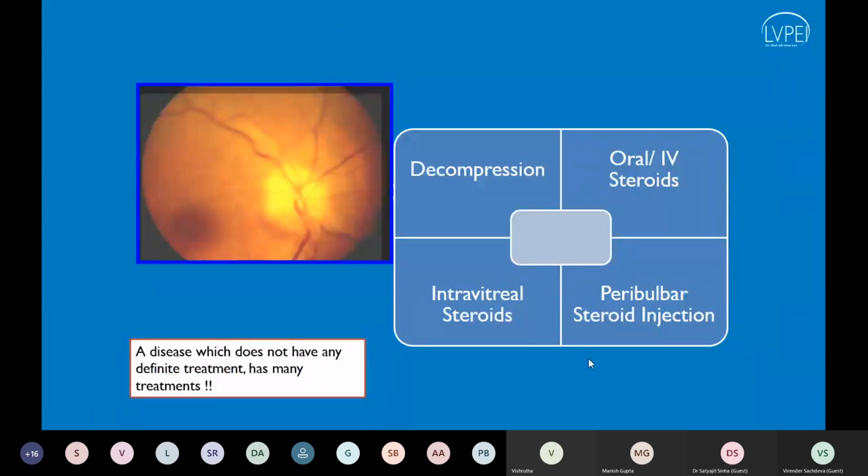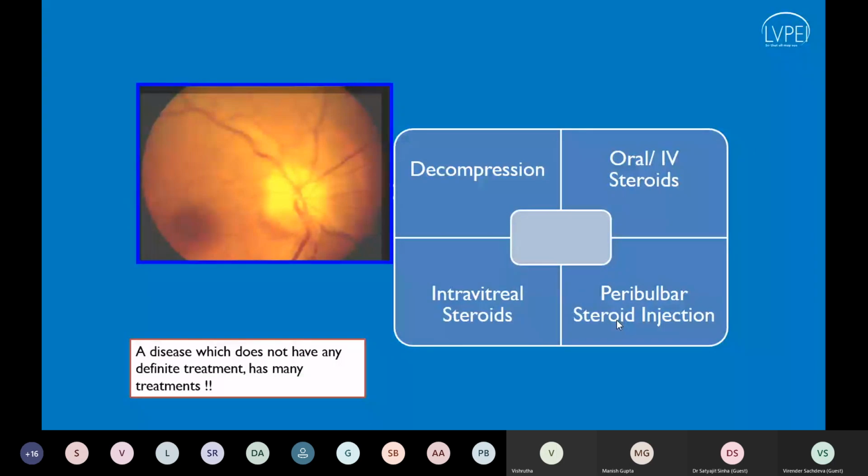How do you treat a patient with NAION? As of now, till date, there is no definite treatment that is available for acute NAION. But what is reported is surgical decompression, oral or IV steroids, intravitreal steroids, peribulbar steroid injection, everything has been tried. It is said that it's like a disease which does not have a definite treatment, but has been proposed to be treatable in multiple ways. What definitely holds true is that in these patients, you control the vasculopathic risk factors and prevent the disease from occurring in the fellow eye as well as in the rest of the body, like a stroke.